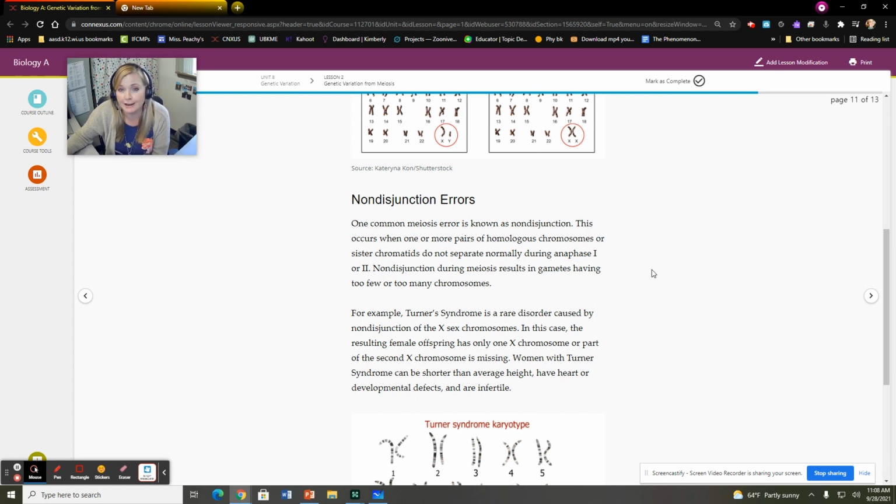So there you go, genetic variation. This is how it's introduced in meiosis. Hopefully you learned something. If you have questions, let me know. Otherwise, see you guys in the next video.